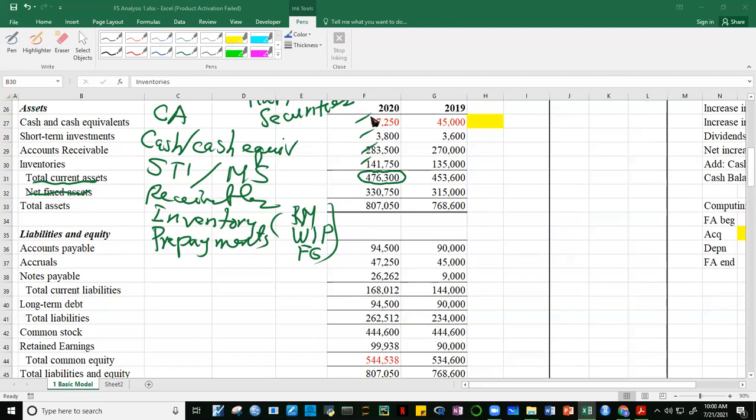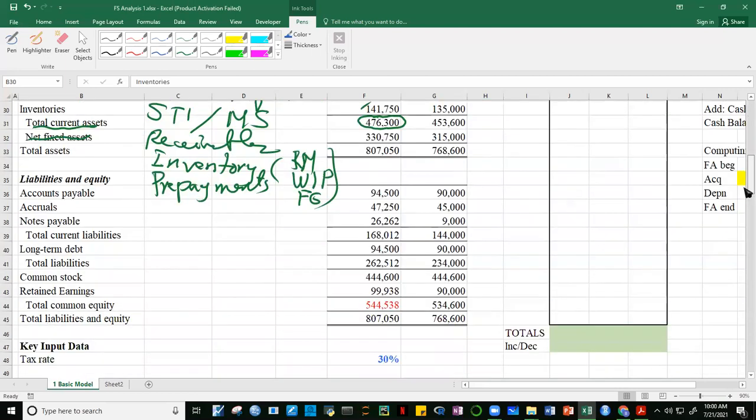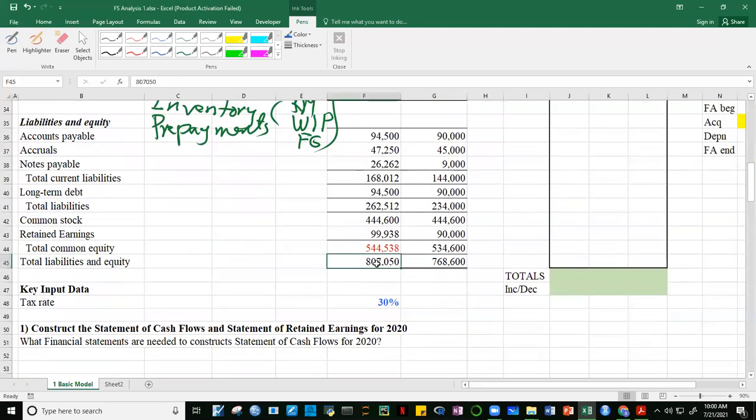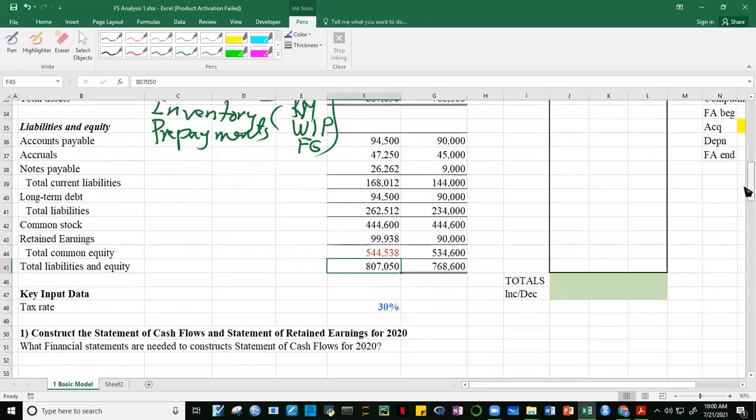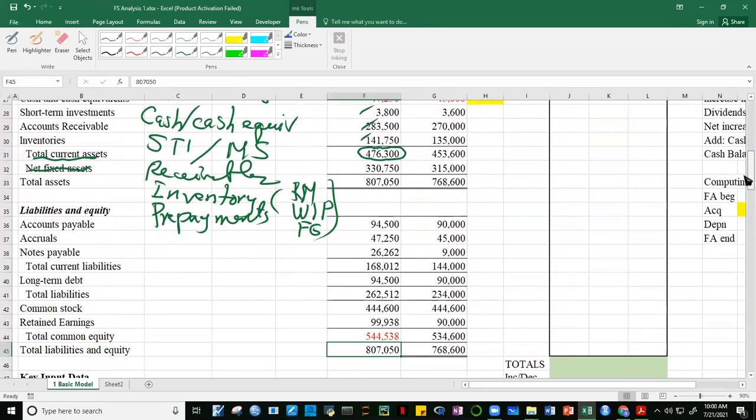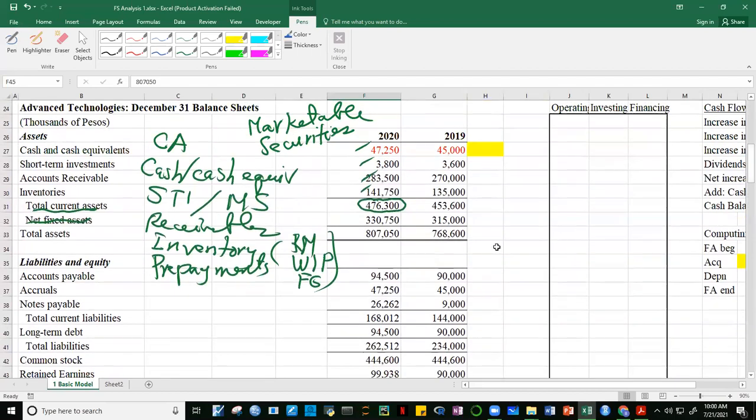All right. So the total assets of Advanced Technology is 807,050. If we look below, guys, the liabilities and equity should also be 807,050. Okay, so moving down, we take note that total assets increased between 2019 and 2020.